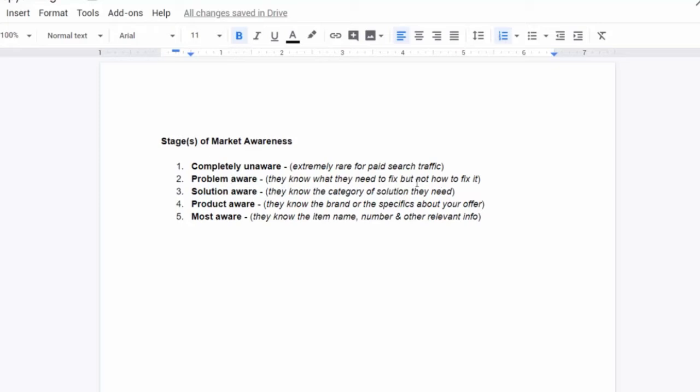And then product aware. This is where they know the brand or the specifics about a particular offer. We're going to walk through some examples here. And finally, stage 5, the most aware. In the local business space, for example, this is where people come into Google and type in a brand or company name. They already know what they're looking for and they're looking for that particular contractor. So let's walk through some examples.